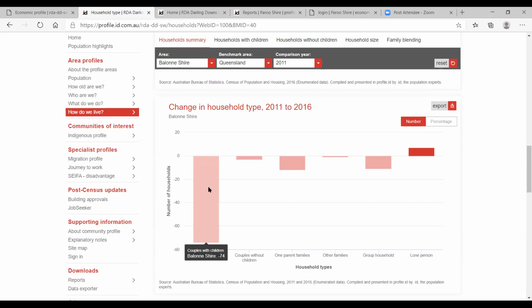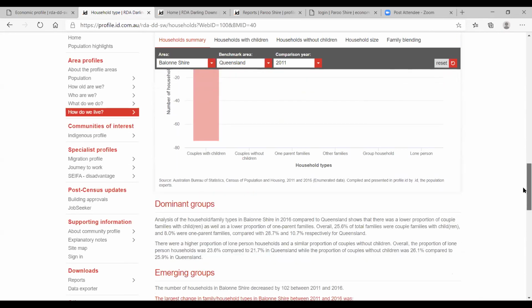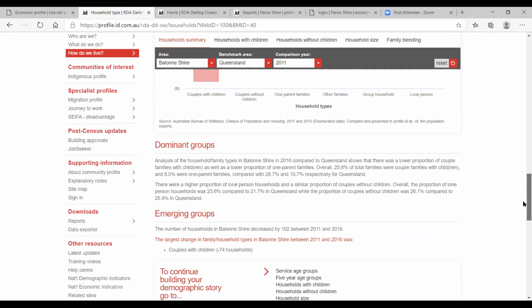If it's opportunity based, what can we do as a community, as a local council, to try and ebb the flow away from moving out of the region there? And we've had this little increase here in terms of lone person households, which is something we're seeing across regional Queensland and also in the metro areas.